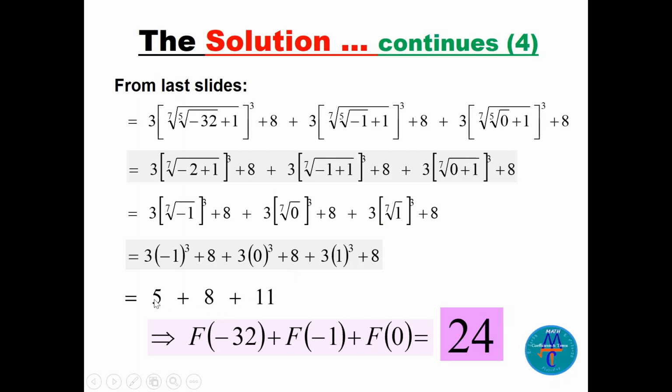So now you add 5 plus 8 plus 11. So f of minus 32 plus f of minus 1 plus f of 0 equals 24.